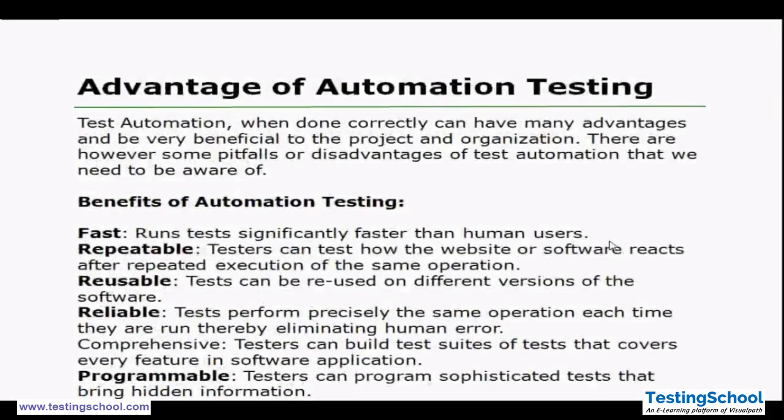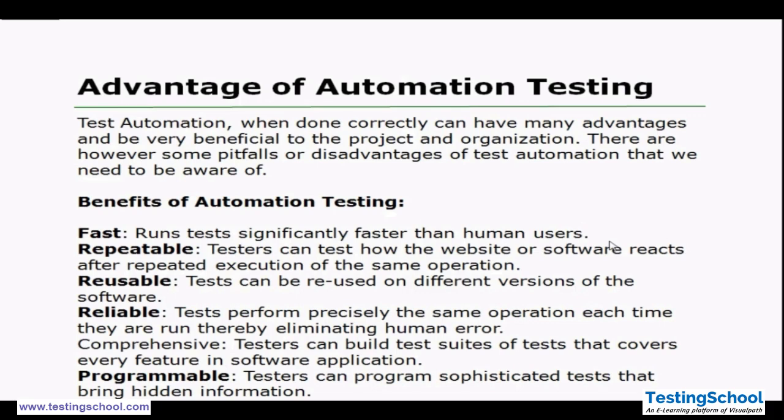So let's see automation and what the advantages of automation testing are. Test automation is testing which is done by certain tools. It is basically done for regression testing. So there are some advantages and disadvantages of automation tools. Let's start with the benefits. It is fast because we run it through an automation tool. That is why automation testing is faster than human users.